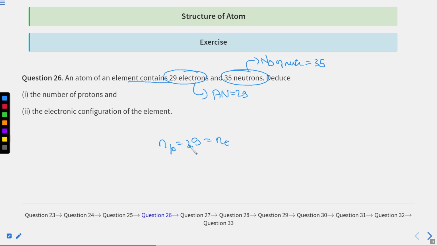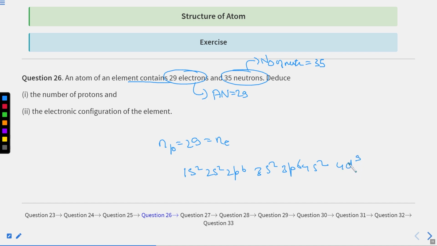What is the electronic configuration of that element? How will you write it? So if you remember, 1s2, 2s2, 2p6, 3s2, 3p6, 4s2. So we have 20 electrons. Now we have to place 9 more electrons. How will we place them? For that we have 3d9.